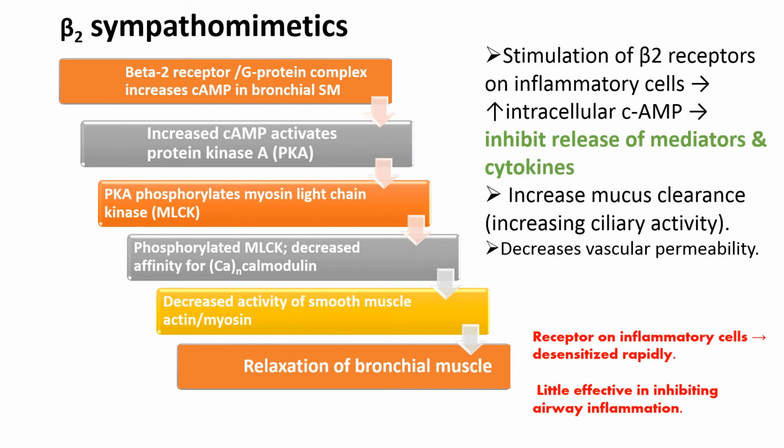So what we have seen, this increased cyclic AMP activates protein kinase A, and this protein kinase A phosphorylation leads to phosphorylated myosin light chain kinase, MLCK. This phosphorylated myosin light chain kinase has a decreased affinity for the calcium-calmodulin complex. So ultimately there is decreased activity of smooth muscle actin-myosin, leading to relaxation of bronchial smooth muscle.